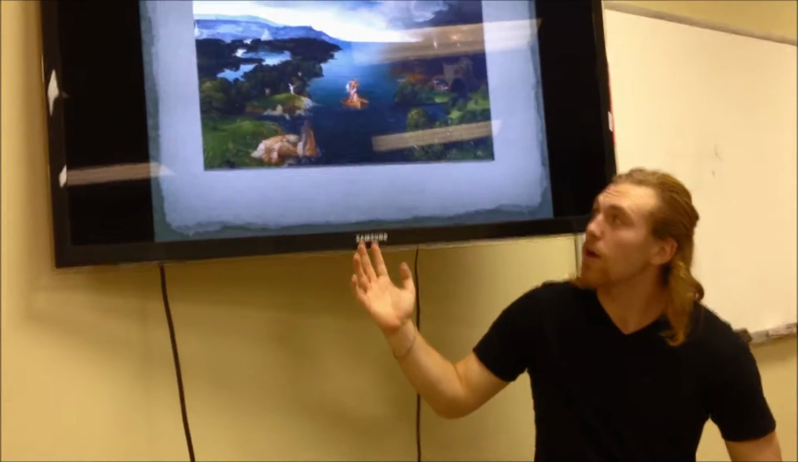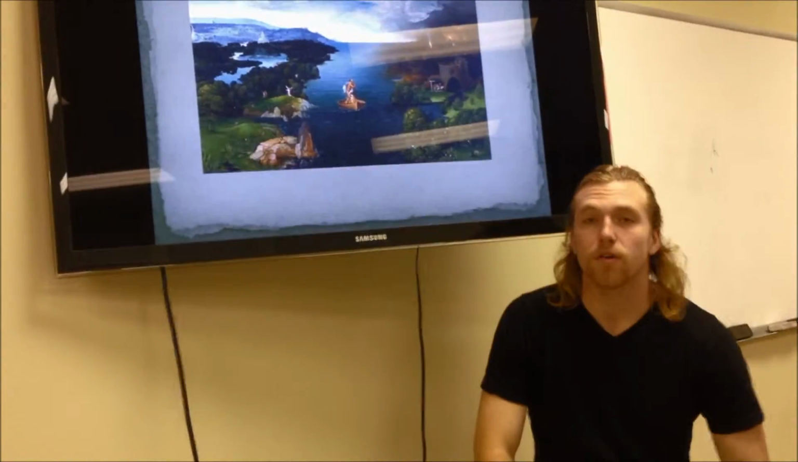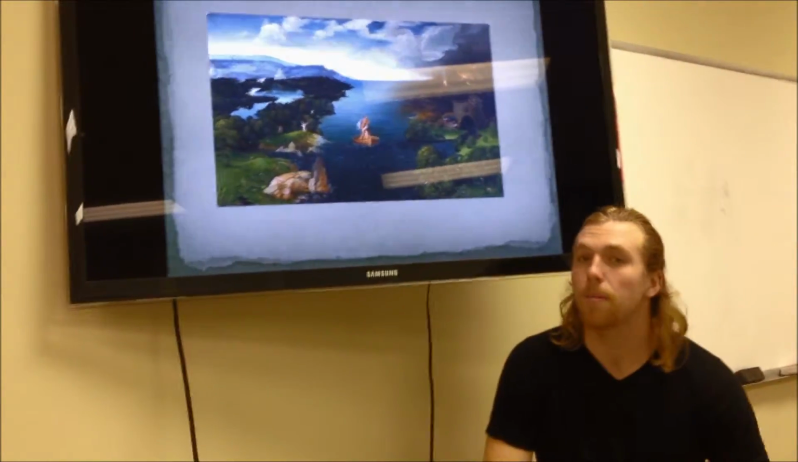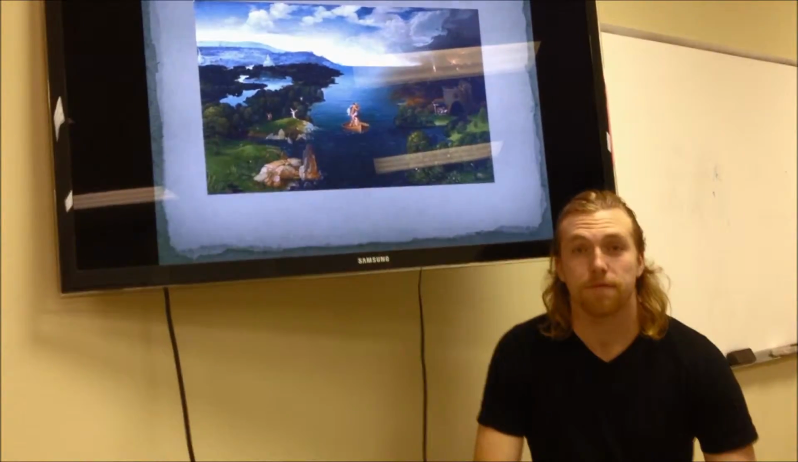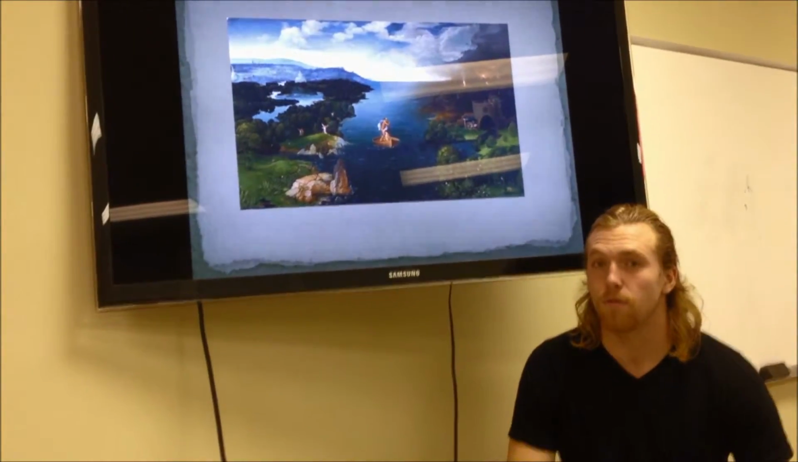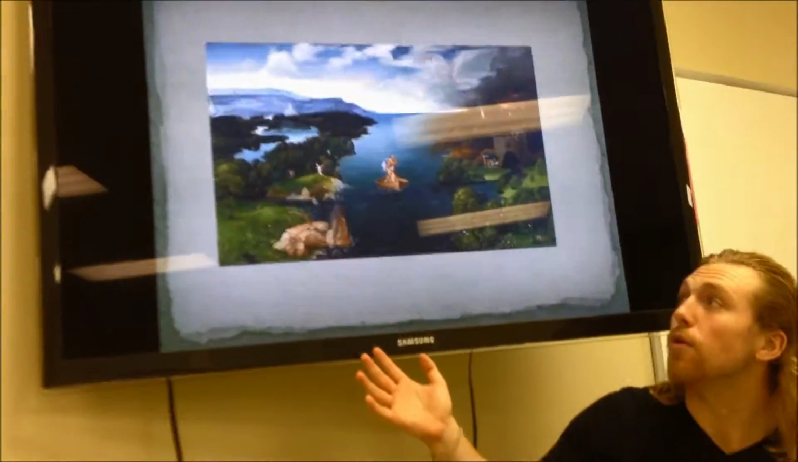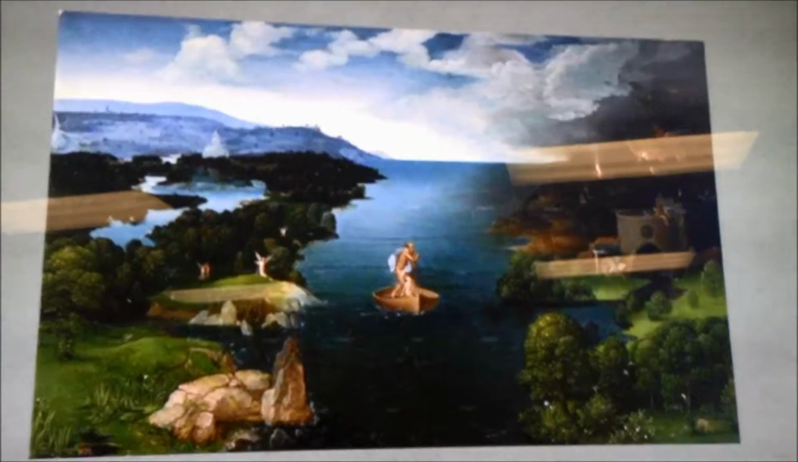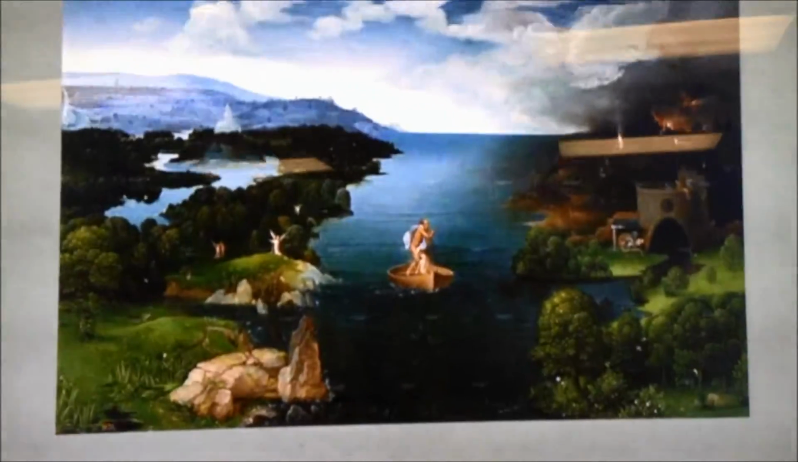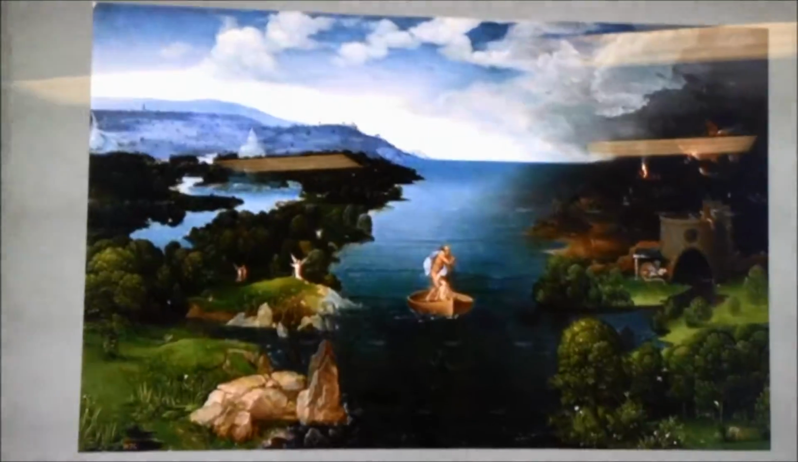Here's my fifth painting, Landscape with Charon Crossing the Styx by Joachim Patinir, painted from 1515 to 1524. This painting was done with oils on a piece of wood. It was quite a large piece, 63 centimeters by 103 centimeters. This painting had significant impact on art because he was the first Western artist to paint landscapes, as we can obviously see.